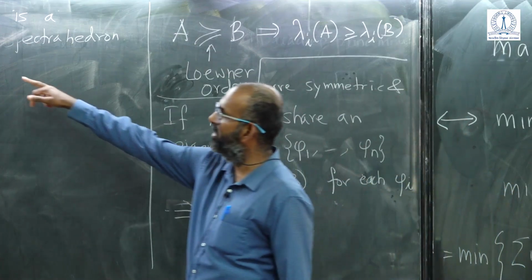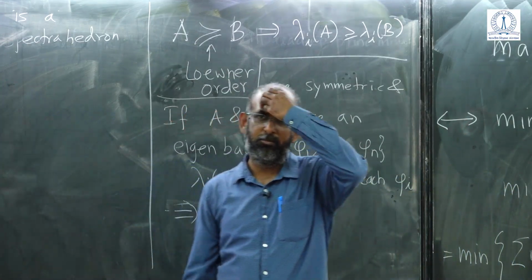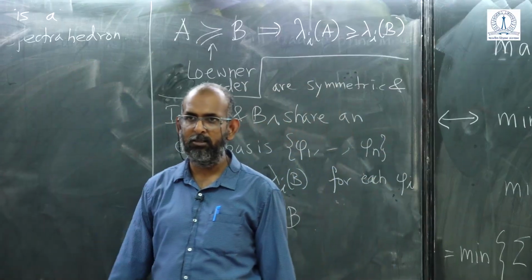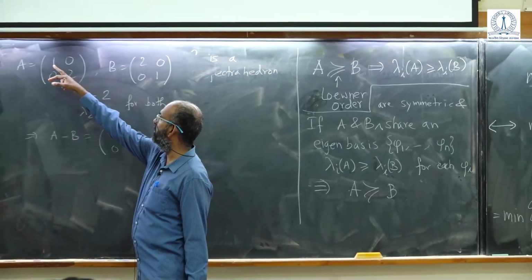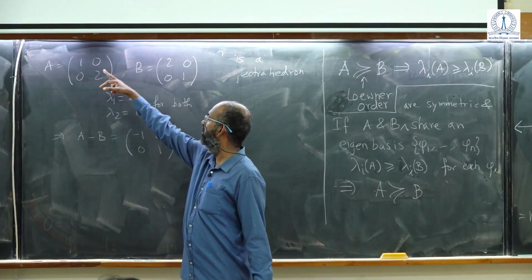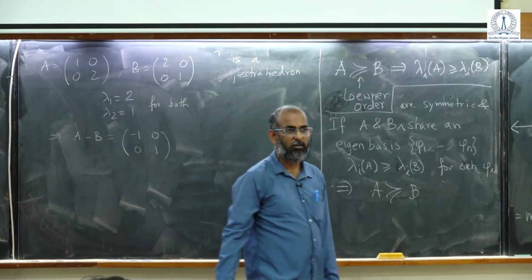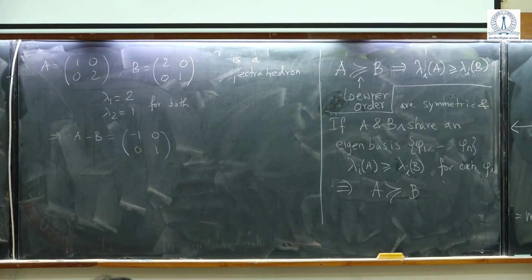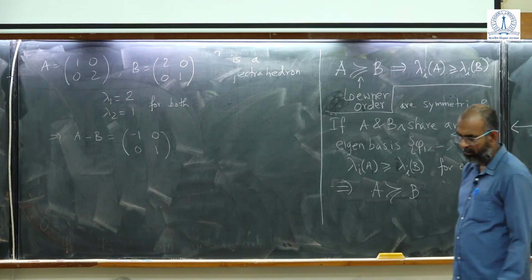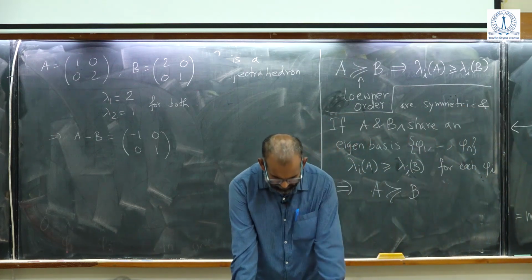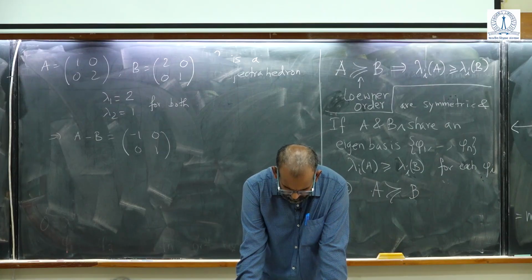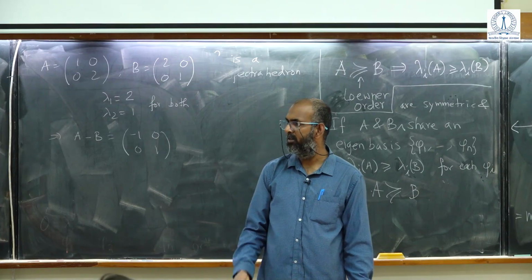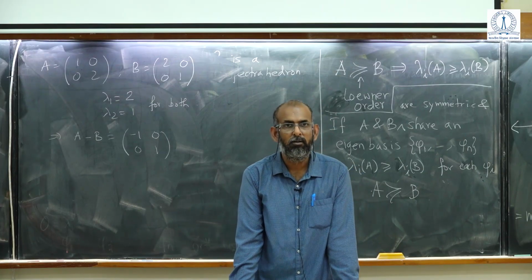So that fails here because E1 and E2 are the eigenvectors. They do share the same eigenbasis, but it fails for the first one. One is not greater than or equal to two. Okay, and the fourth exercise, oh, this also we did, yeah, this also we did.